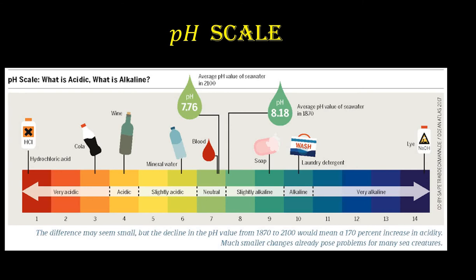Then the alkaline range starts with slightly alkaline, that is soap. Then it ranges between 8 to 9. And then more alkaline is the laundry or detergent powder, having an alkalinity value of 10, and a very alkaline solution which is shown as the NaOH solution with a pH value of 14 in this diagram.